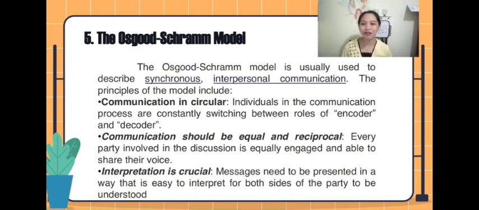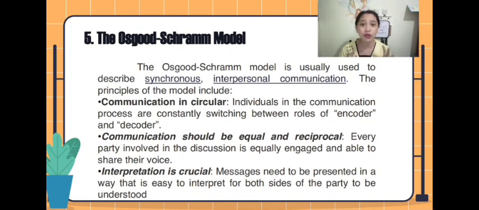Now, let us define the 5th model. It is the Osgood-Schramm model. It usually describes synchronous interpersonal communication. The principles of the model include communication is circular. Individuals in the communication process are constantly switching between roles of encoder and decoder. Communication should be equal and reciprocal, and every party involved in the discussion is equally engaged and able to share their voice. Interpretation is crucial. Messages need to be presented in a way that is easy to interpret for both sides of the party to be understood.